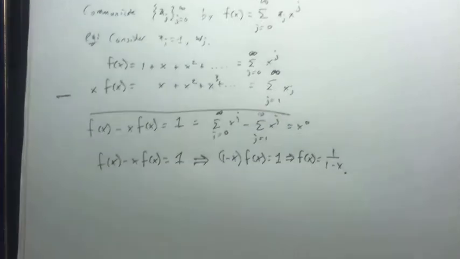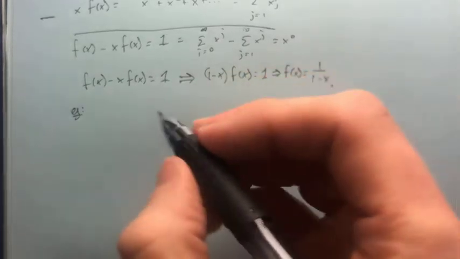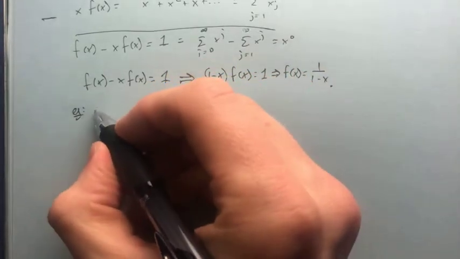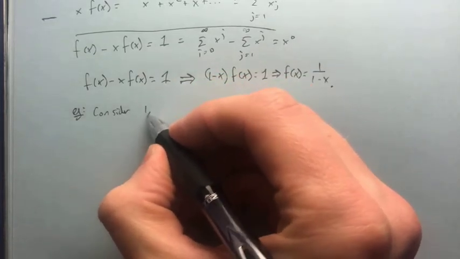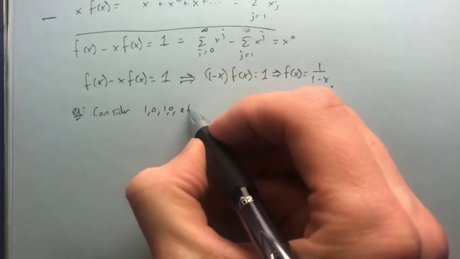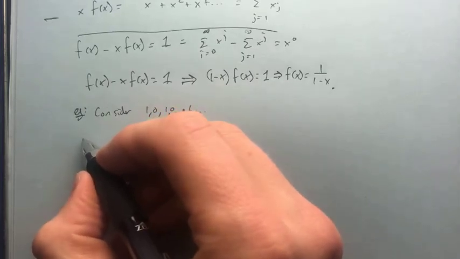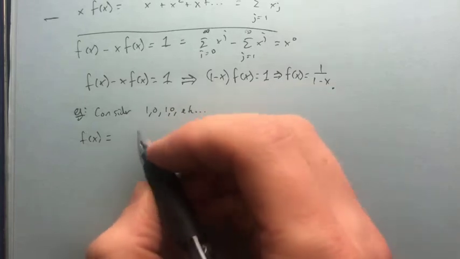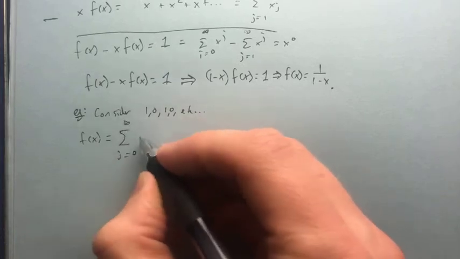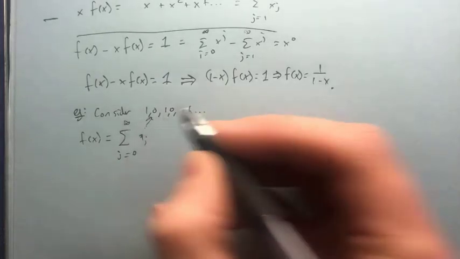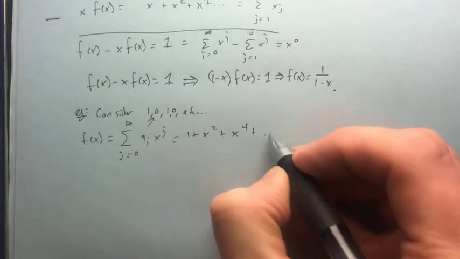At this point, you might still be saying, okay, what's the big deal? No worries. Let's do another example. Consider the alternating sequence 1, 0, 1, 0, etc. What I want is to find some function f of x, built from these a_j's and the powers x to the j, and I want it to be 1 plus x squared plus x to the fourth plus dot dot dot.